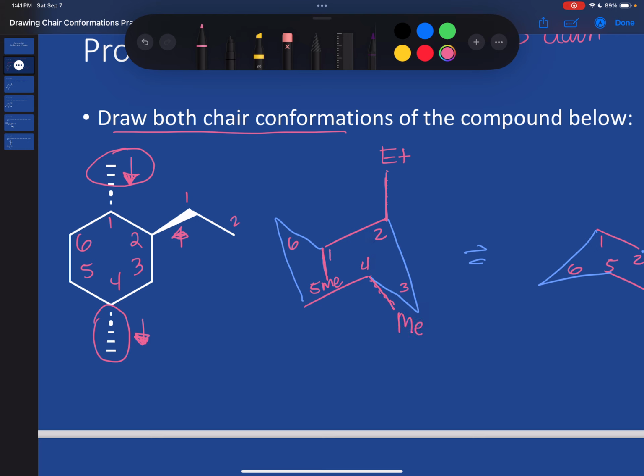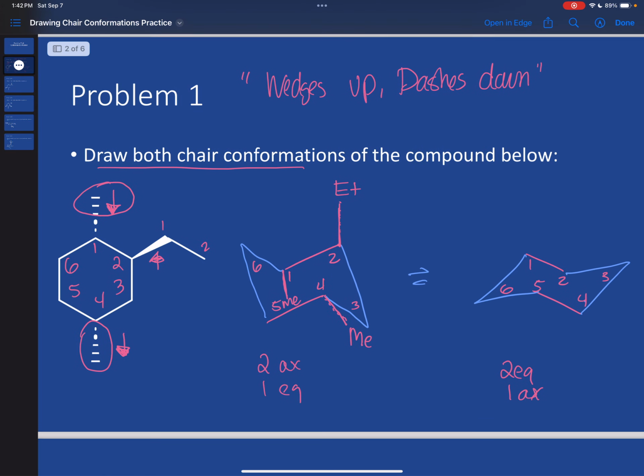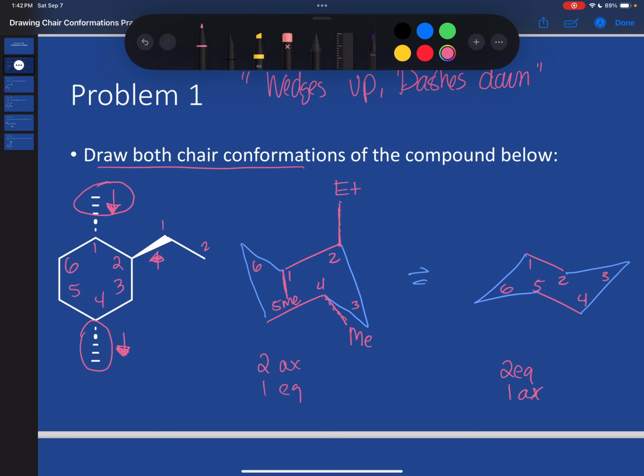I have two substituents in the axial position and one in the equatorial. So my two in axial are going to be the methyl group and then my ethyl group here. And then the methyl group that is here is equatorial. Okay. So thinking about chair flips, that means I should draw a chair that has, in the flip, two equatorial and one axial.